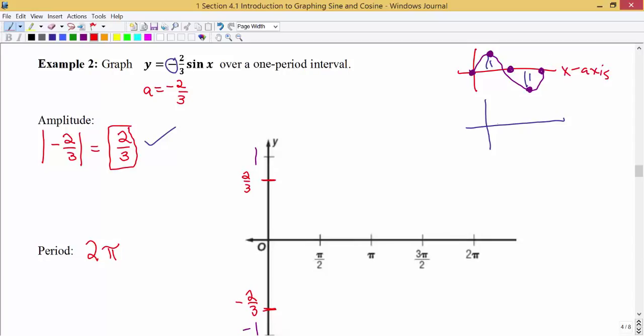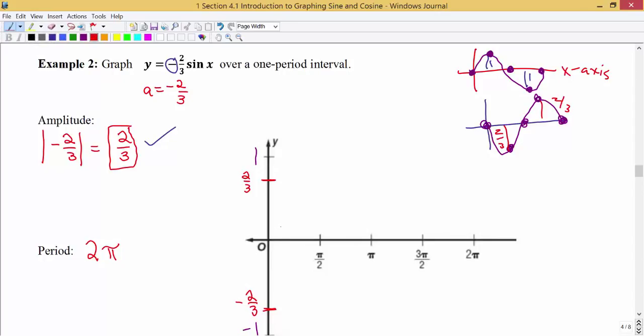In other words, all of the points that are on the x-axis would stay on the x-axis. So the first, third, and fifth points would stay the same. But any point that's up above the x-axis now will come below the x-axis, and any point that's below now will come above. So the graph of sine is going to flip upside down. And we also know that that distance from the middle to the top and from the middle to the bottom should be 2/3. So let's actually graph this on our graph paper here.